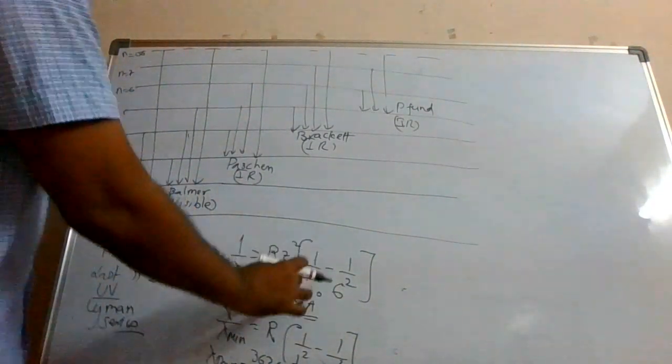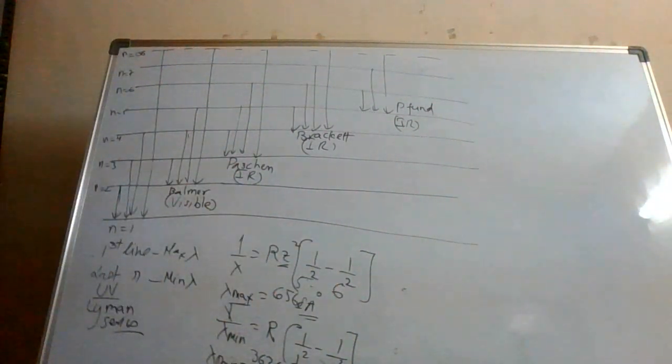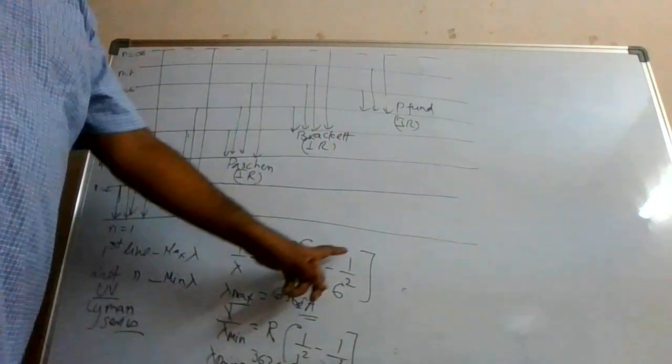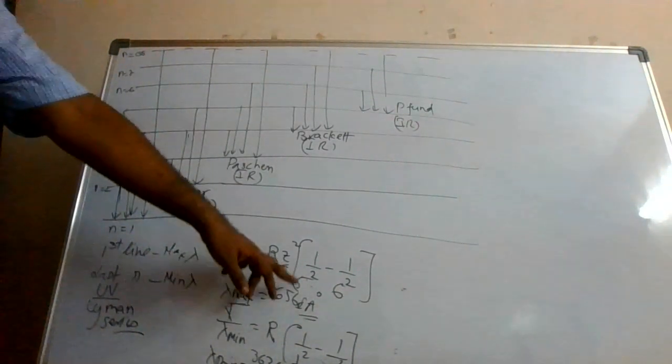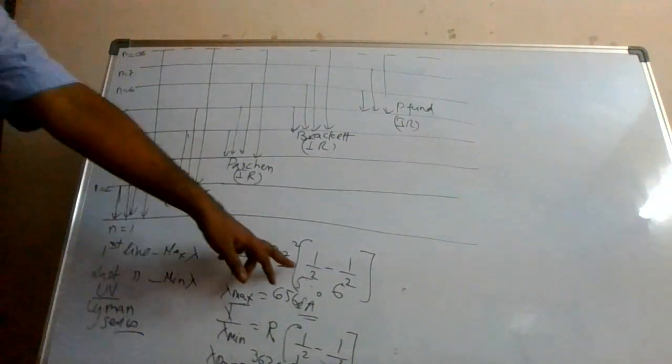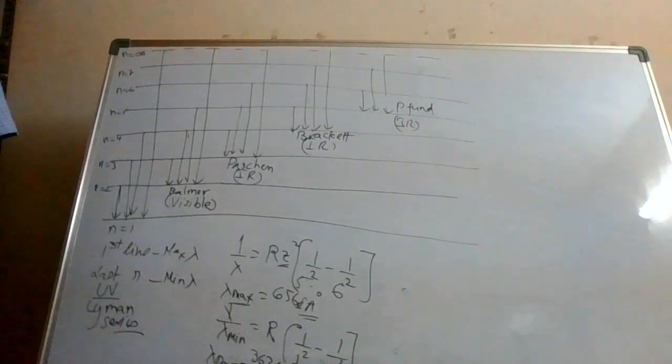You can see here this 1 upon 5 square minus 1 upon 6 square. What is happening? It's getting smaller and smaller, no? Initially it was 1 upon 1 square minus 1 upon 2 square. It was 1 minus 1 by 4. 1 minus 1 by 4 is 3 by 4. But later on this is to the power of square. Even this value is increasing, and the lines are getting shorter and shorter, you know.